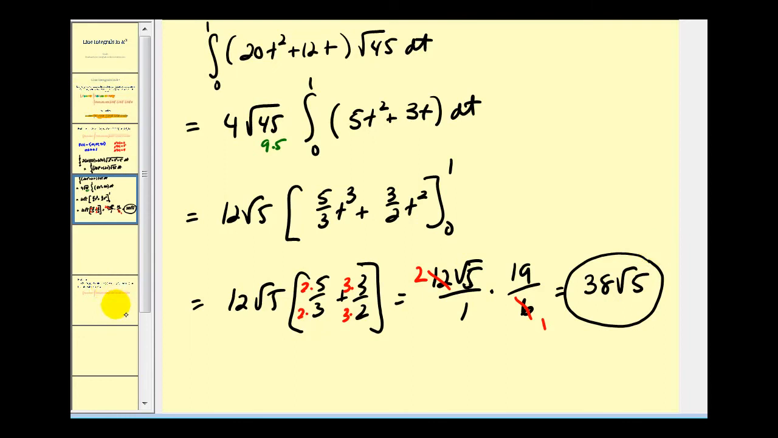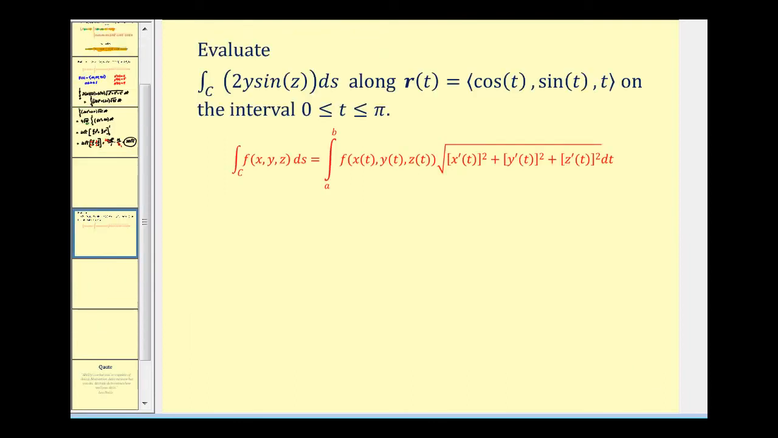Let's take a look at another example. Here we want to integrate the following line integral along r of t equals cosine t, sine t, t, which is a helix, on the closed interval from 0 to pi. So notice in this problem they've already given us the vector valued function for the path of integration. So here's x of t, y of t, and z of t.